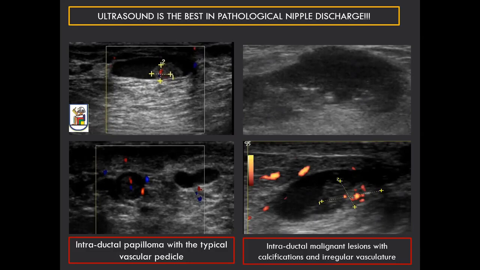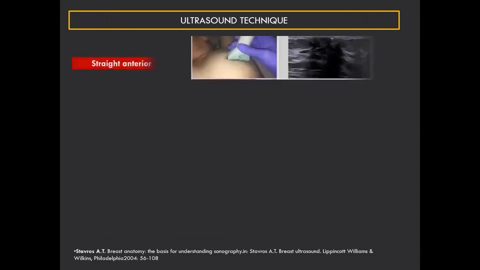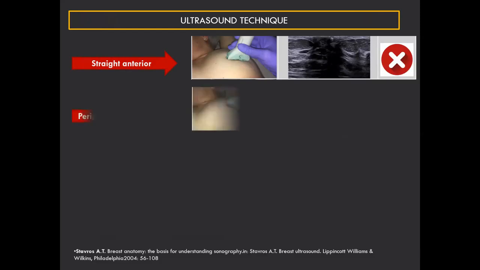Using ultrasound, we can also differentiate between inspissated intraductal secretions, which are separate from the duct wall and show no vascularity, from intraductal papillomas with the characteristic central vascular pedicle. But to be able to do so, we must use a proper ultrasound technique, because if we directly place the probe on the nipple, we will have posterior shadowing and nothing will be seen. So placing the probe straight is a wrong technique.